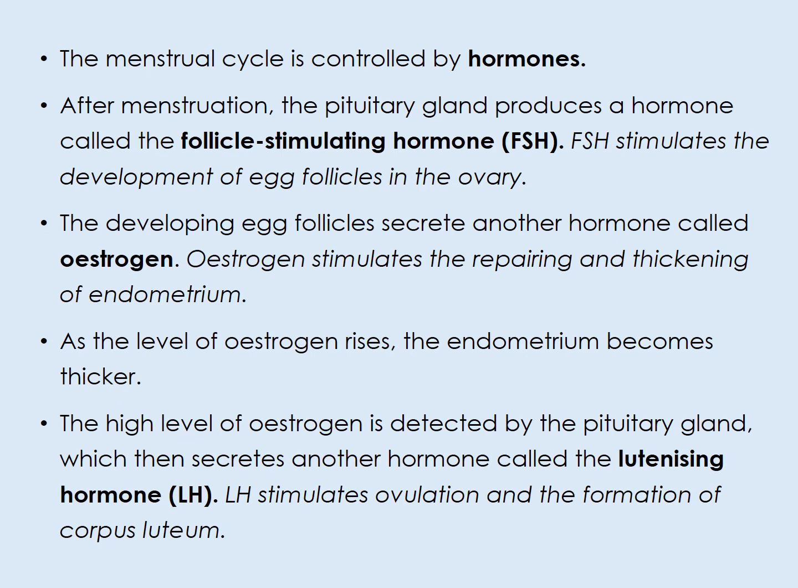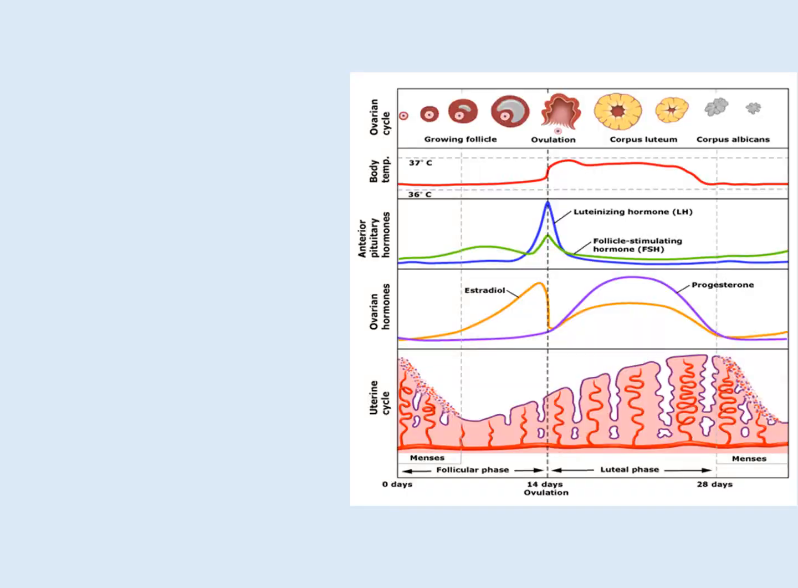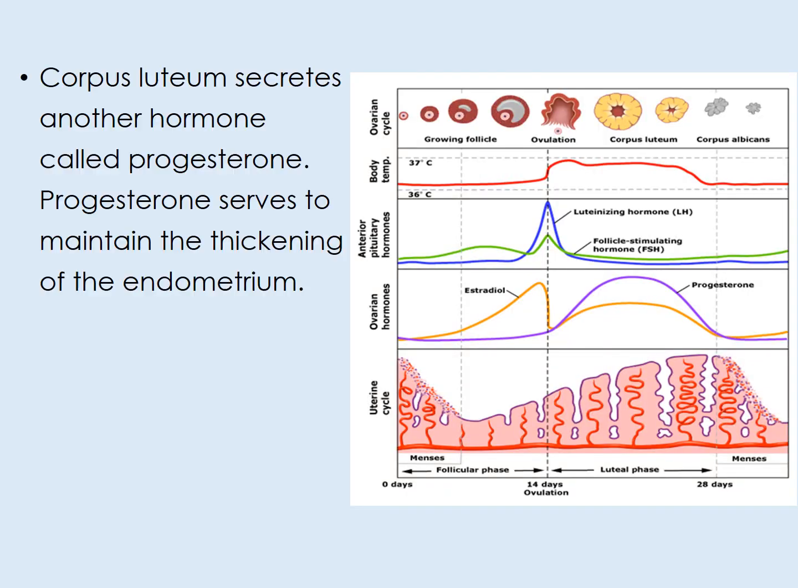The high level of estrogen is detected by the pituitary gland, which then secretes another hormone called luteinizing hormone, LH. Luteinizing hormone helps to stimulate ovulation and the formation of the corpus luteum. The corpus luteum secretes another hormone called progesterone. Progesterone helps to maintain the thickening of the endometrium.